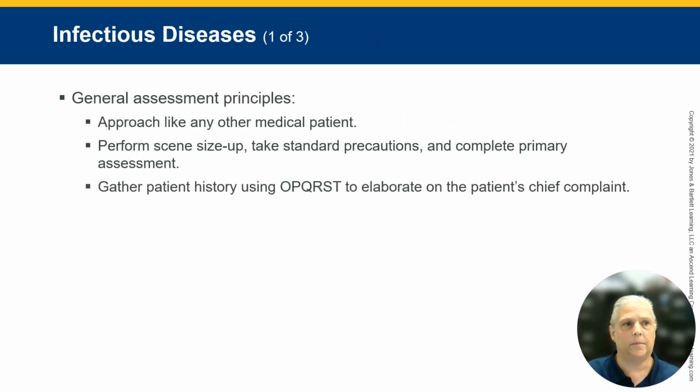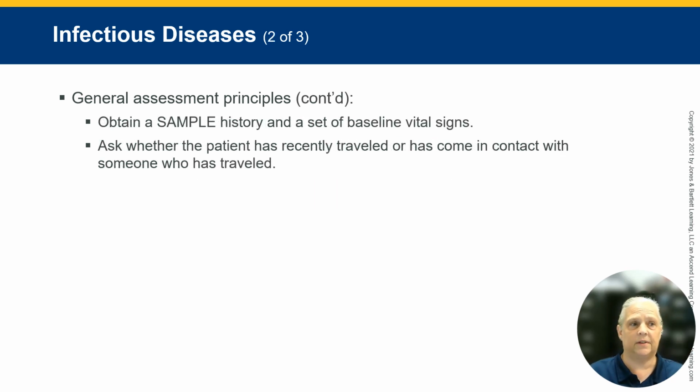Let's talk a little bit about infectious diseases. How do we treat the patient that has something that is infectious? You're going to treat them just like any other patient. You're going to make sure you've got your scene size up. You're going to wear appropriate PPE. You're going to do your primary assessment. You're going to get history, OPQRST, find out how long the patient's been sick, what kind of an illness they've had. You're going to get your SAMPLE, your basic vital signs.